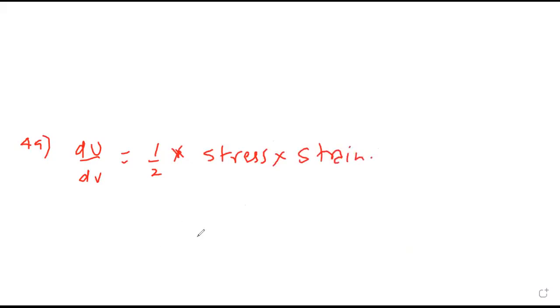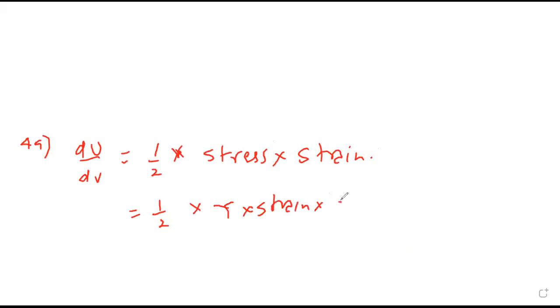What is energy stored per unit volume? Tell me formula for energy stored per unit volume. Ayush? Half FL. No. Half FL is only energy stored. Per unit volume is half stress into strain. Now they have given Y and strain. Stress can be written in terms of Y and strain. Stress is Y into strain.